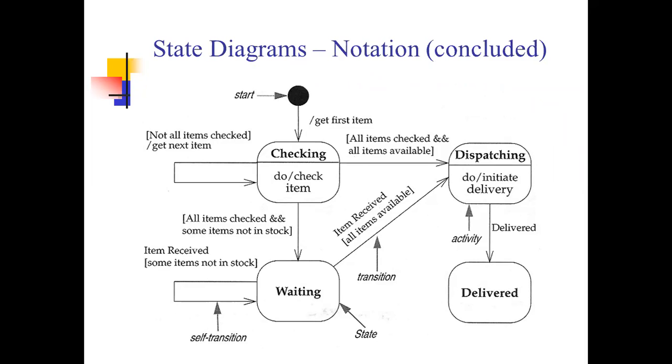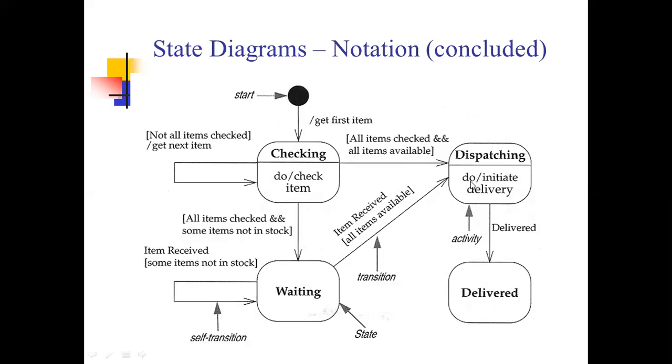Here you can see this is the start of the state. It gets the first item. Here you can see the state name is checking. So what is the activity here? Do check the item. This is how you can write the activity, like do check the items. We are going to check the items. Here see the transition from one state to another state, that is all items checked and all items are available. This is the event or the condition. This is the transition. Then the next activity is dispatching.